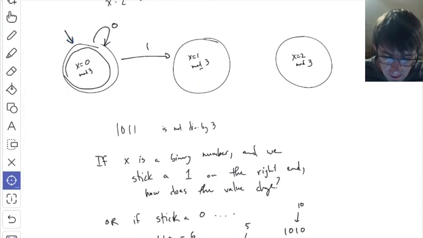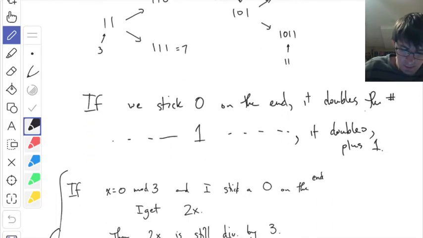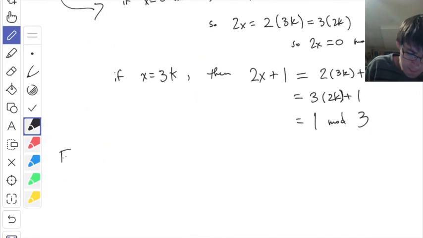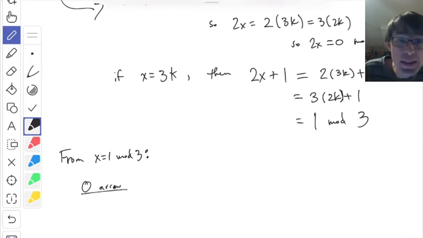So let's see about from here. If we do the 0 arrow, where should it go? Should it go a loop here or back there or perhaps over to the right? Let's try it out. So from x equal 1 mod 3, right? So let's do the 0 arrow. When I say x equals 1 mod 3, that means x equals 3k plus 1, right? That's what it means to say x is 1 mod 3. It's 1 more than a multiple of 3.